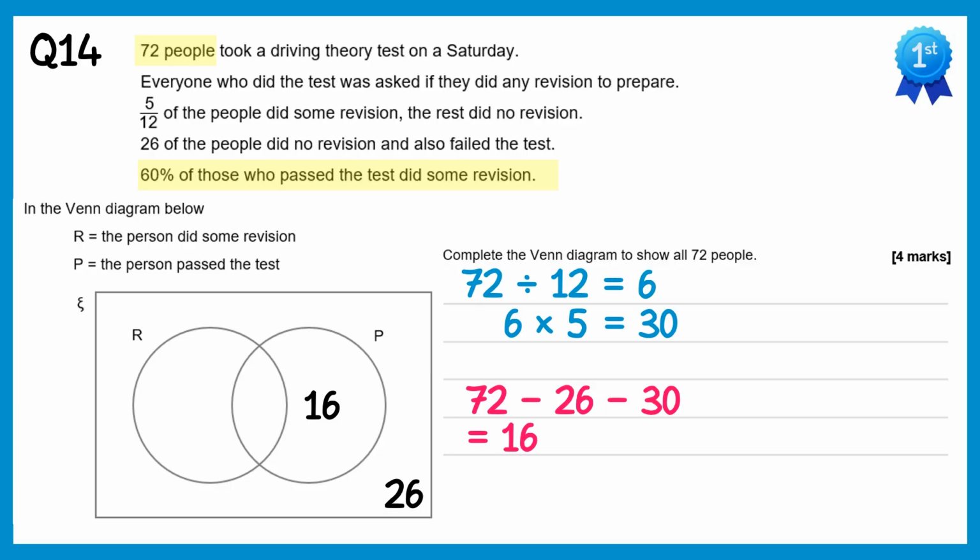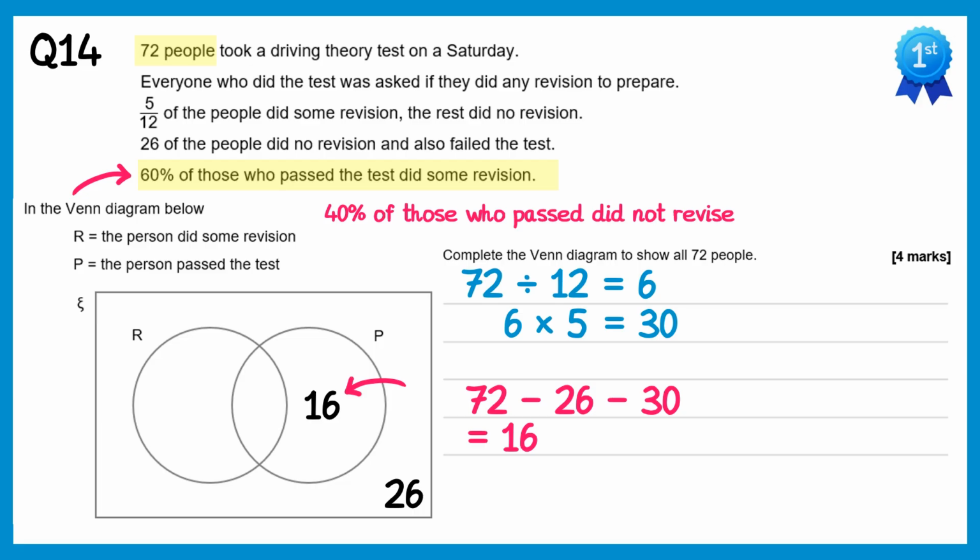Now let's return to that statement. It said that 60% of those people who passed the test did some revision. Now if you think about it, this means that 40% of those people who passed the test didn't do any revision. So 40% of those people who passed did not revise. Now looking at the Venn diagram, that's represented by these 16 people here. They're in the pass circle, so they passed the test, but they're not in the revise circle, so they didn't revise. So 40% of that circle is represented by 16 people.